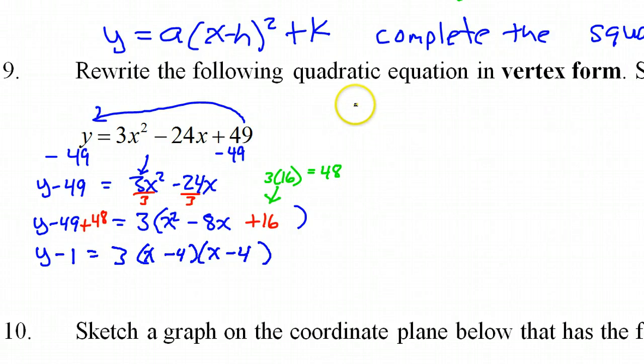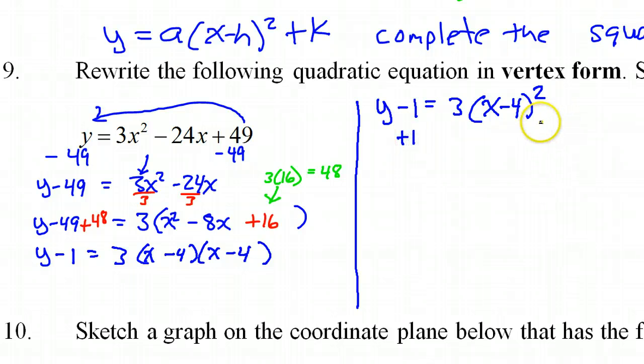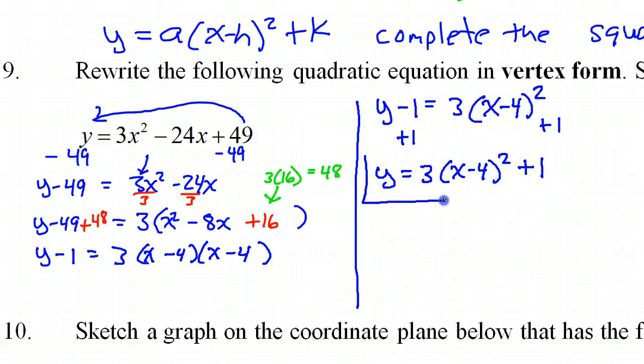Okay? So I'm going to go ahead and bring this over here. So now I've got y minus 1 equals 3 times. Since this is the same thing twice, I can go ahead and write it as x minus 4 squared, like that. But now I just need to get y by itself. So one more step, I will add 1 to both sides. So that is going to give me y equals 3 times x minus 4 squared plus 1. And this, my friends, is vertex form. And that's all you were asked for.